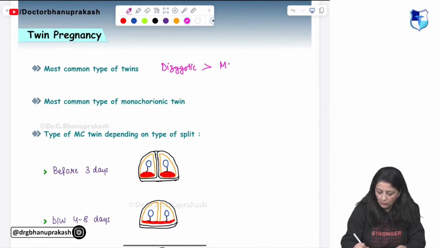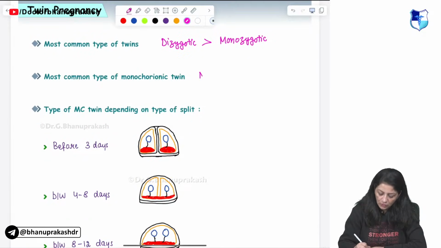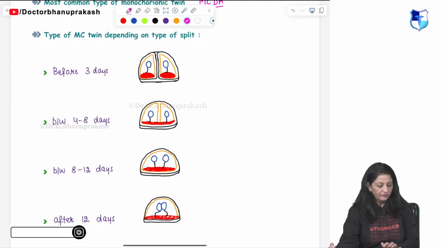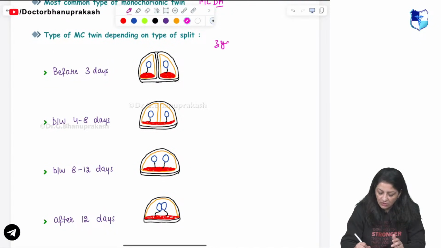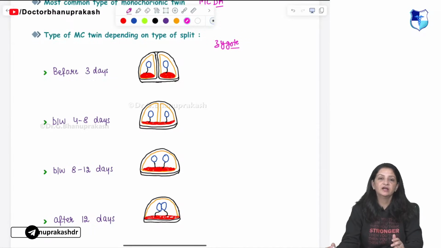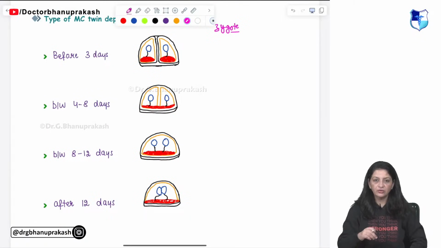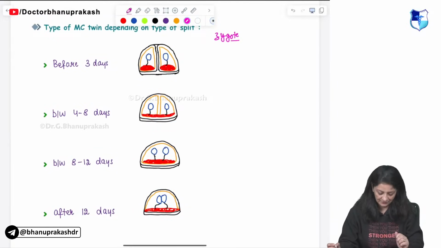Then monozygotic twins. Most common type of monochorionic twins is monochorionic diamniotic. The type of monochorionic twins depends on the type of splitting, meaning after the formation of zygote, it will divide into two at different time periods. I have tried to make these diagrams so that you can understand easily.